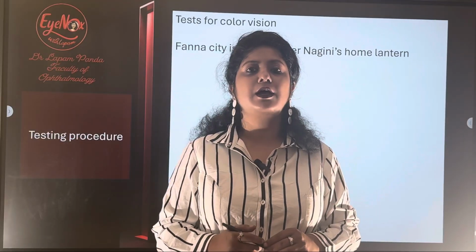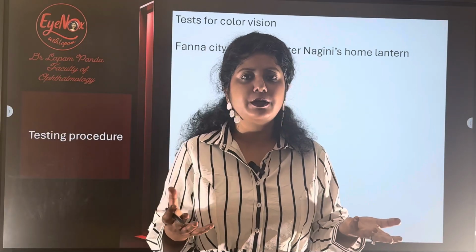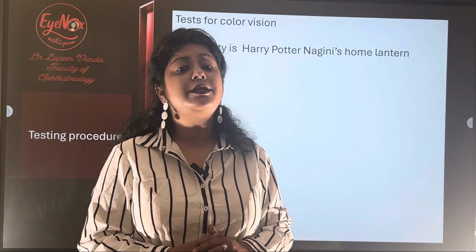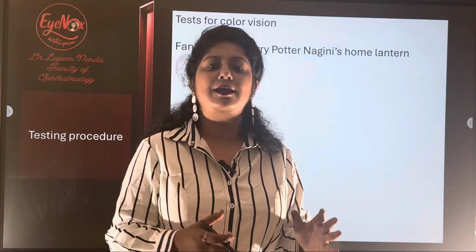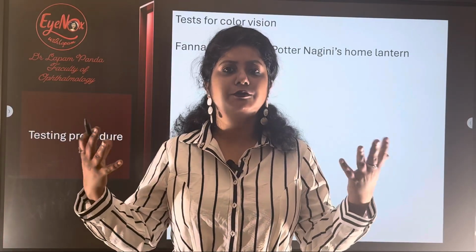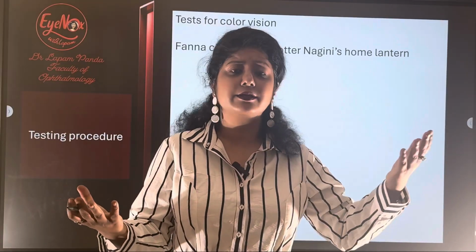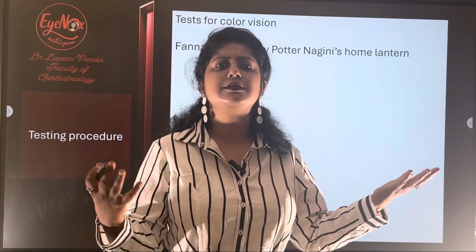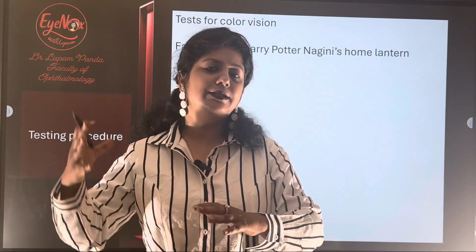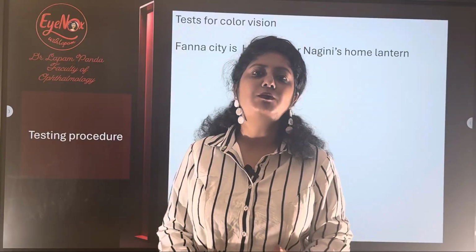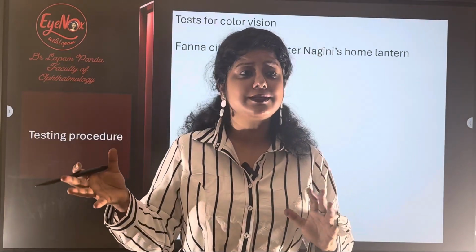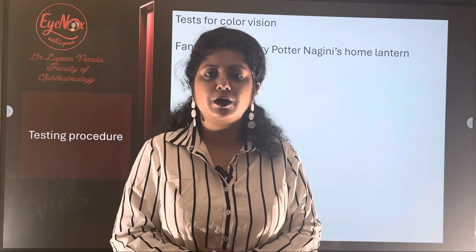The tests for color vision are FANA City Harry Potter Nagini's Home Lantern. I have created a mnemonic for you so that it gets easy. Basically, you know that Harry Potter has a character known as Nagini. So Nagini needs a lantern in her home, but then FANA City is so well lit that it acts as Harry Potter Nagini's home lantern. That's the way to remember, so that you won't get confused in the exams, and you can also answer a theory question if asked.